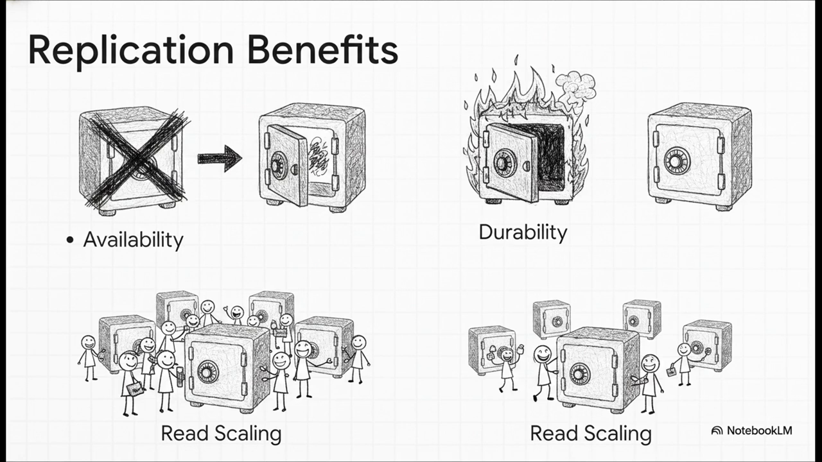First up, we get high availability. If the safe in New York gets jammed, no problem. We just fly to the one in Chicago. In system terms, if one server fails, another takes over instantly and the user has no idea anything even went wrong.